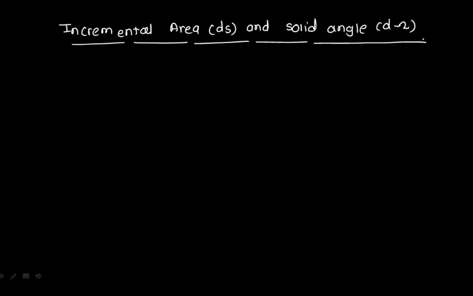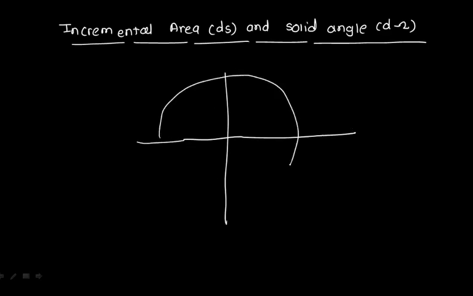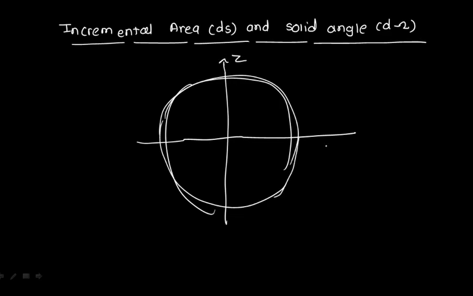So if I assume that this is the radiation of my antenna, or the spherical coordinate system for antenna radiation, and assume that whatever radiation I am getting is isotropic radiation, so I'll get this kind of thing. Okay, so I'll say this is my z, this is my y axis, and this is the x axis.